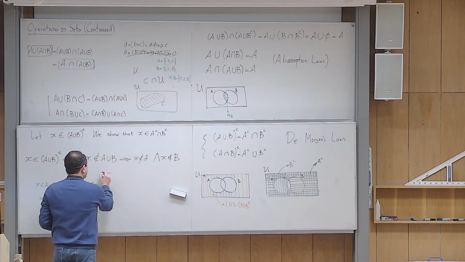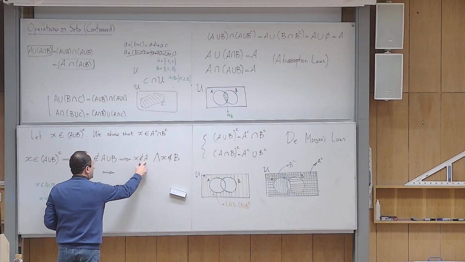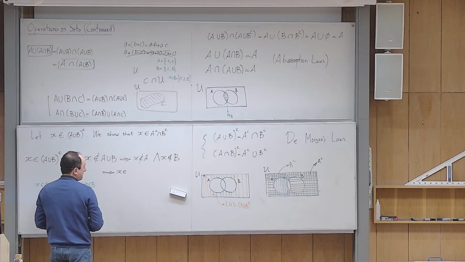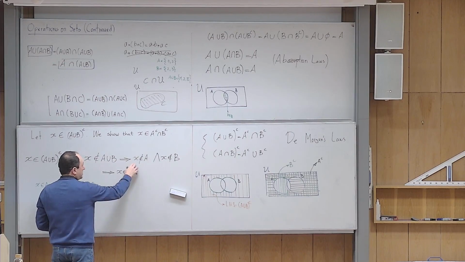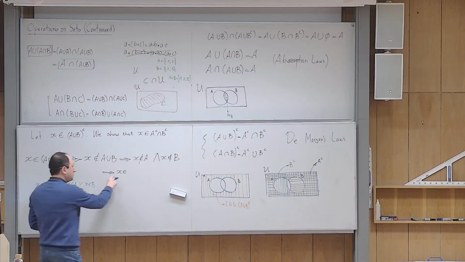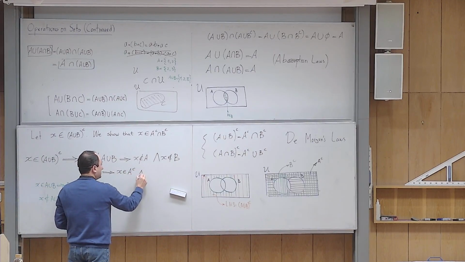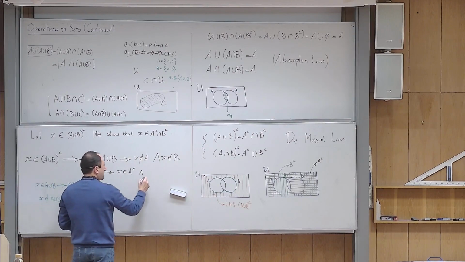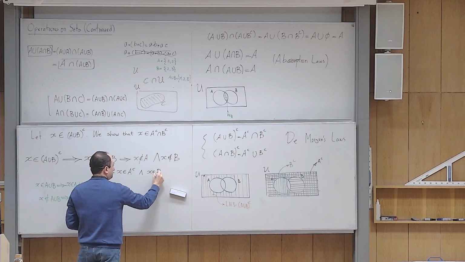Now, if I tell you that X does not belong to A, then you conclude X belongs to where? If X is not in the set, where is it? The complement. It is in the complement. So X belongs to the complement. And if X does not belong to B, where is it? In the complement of B.